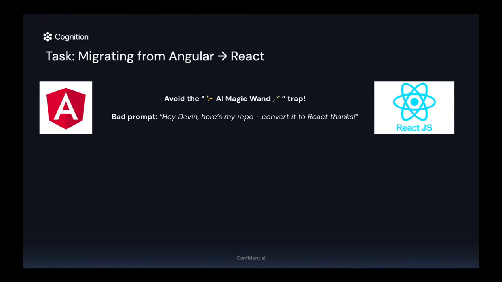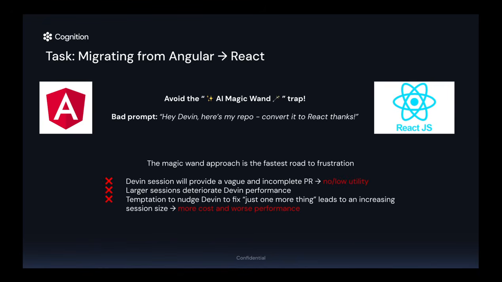The one call out you want to avoid is what we call the AI magic wand trap. And so that's really instead of just passing it as one large prompt to Devin, you want to think about that's where you'll get frustrated with the results, where you might just get a massive PR where it's really hard to understand the choices Devin made. It's 100,000 lines of code review. It's not very useful. And typically we've seen also the larger the sessions, the worse the performance Devin has.